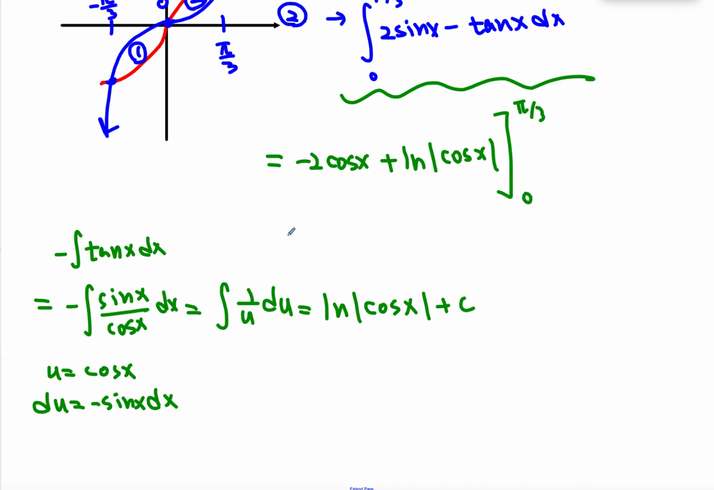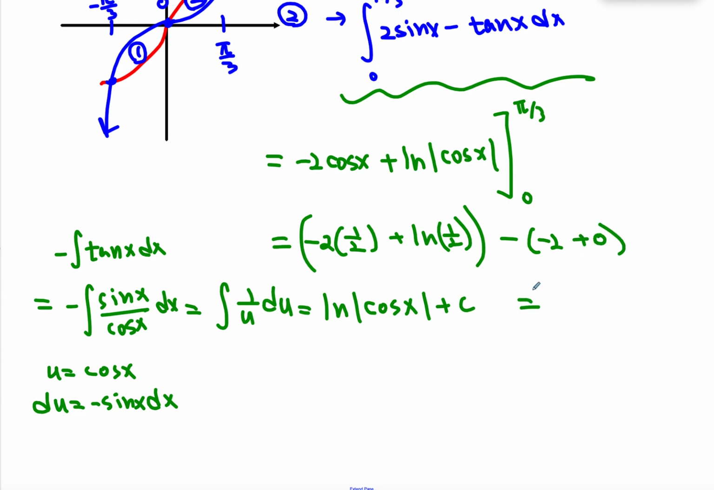Now, whatever we get, don't forget we have to double it. So if you plug in pi over 3, what do we end up getting? Negative 2 times cosine of pi over 3, which is 1/2. And then plus ln of 1/2. That's what we end up getting. Now, minus. If you plug in 0, we end up getting cosine of 0 equals 1. So we get negative 2. And then ln of 1 becomes 0. So we get plus 0.